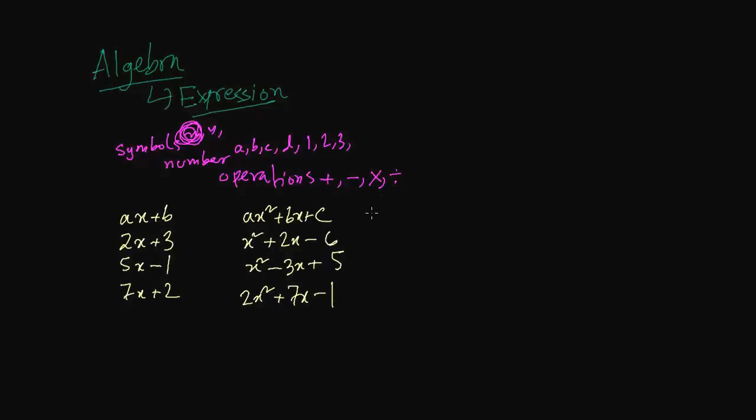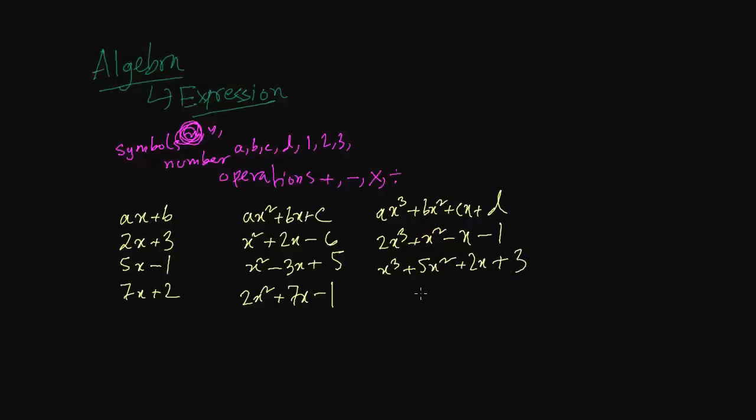Now expression can also be like these: ax cubed plus bx squared plus cx plus d. It could be 2x cubed plus x squared minus x minus 1. It could be x cubed plus 5x squared plus twice x plus 3. It could be 5x cubed plus x squared plus x plus 7. It could be anything. So you get an idea what an expression is.